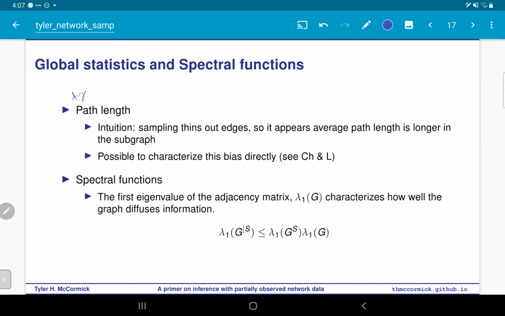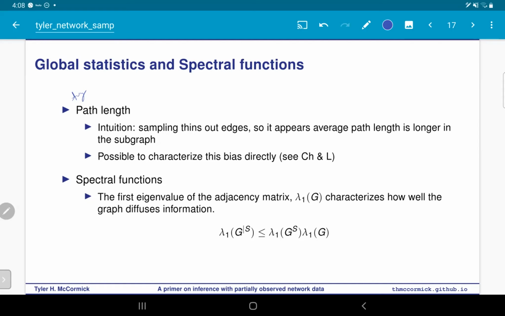And in terms of spectral functions, the eigenvalues can be really important in terms of understanding things like the interpretations of diffusion in the graph and that sort of thing.